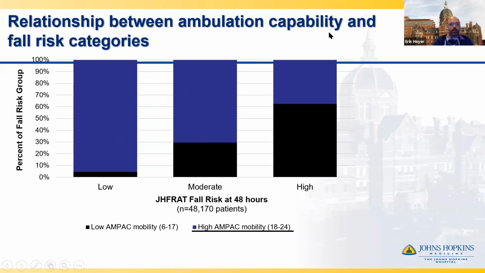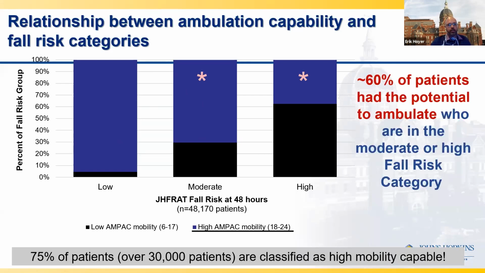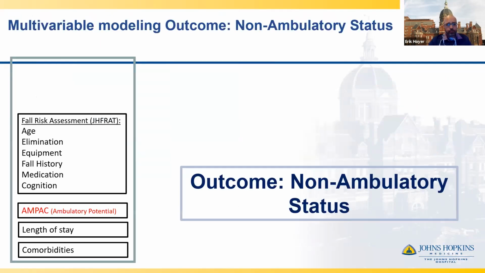But we also see a significant number of people who are labeled as moderate fall risk and high fall risk who also have those high AMPAC mobility scores. And when we look at the total number of patients that we considered in this analysis, about 60% of patients who have the potential to ambulate are labeled or categorized as moderate or high fall risk. And that's over 30,000 patients in the sample. So that's quite a number.